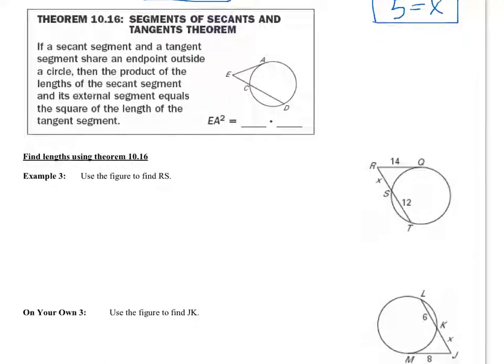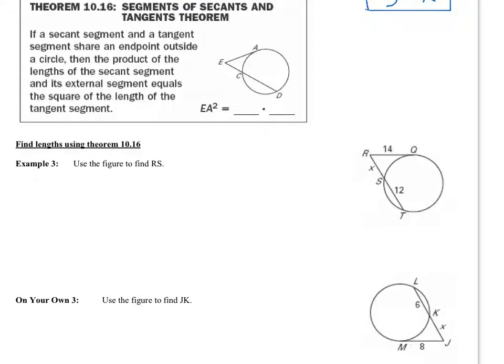One more theorem here for this lesson. It's the segments of secants and tangents theorem. So we've got a tangent here and a secant here. If a secant segment and a tangent segment share an endpoint outside a circle, then the product of the lengths of the secant segment and its external segment, so the whole thing times the outside, equals the square of the length of the tangent segment, so just this times itself. So the tangent segment squared equals the external segment times the entire segment.